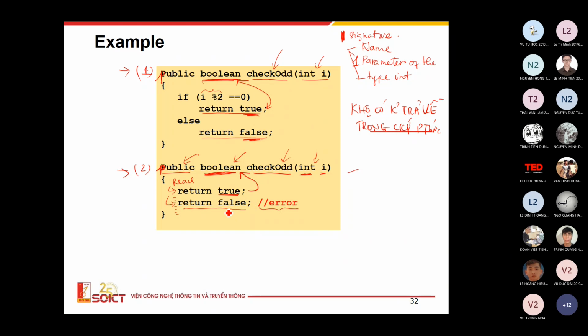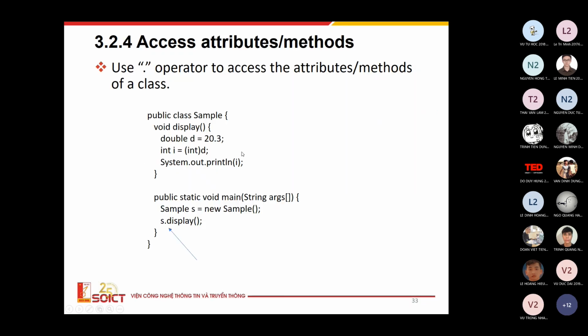This is one example to see that once it reaches the return statement, it will return the value and stop the method. So the other statements after the return never get reached. Okay. Thank you, Nam.